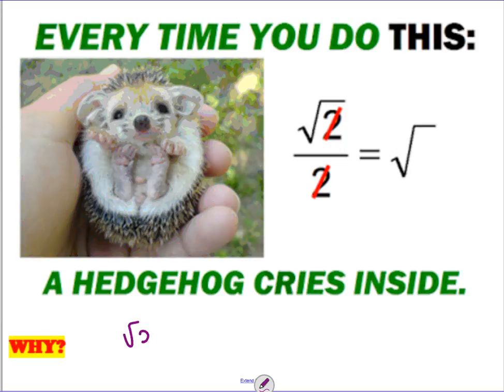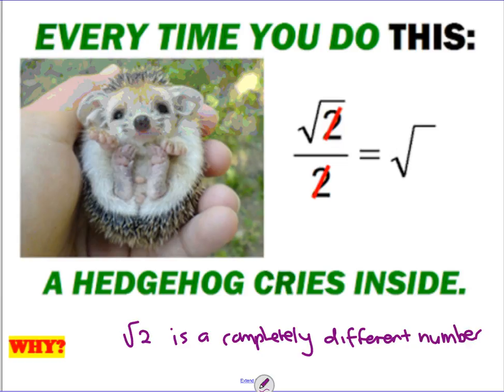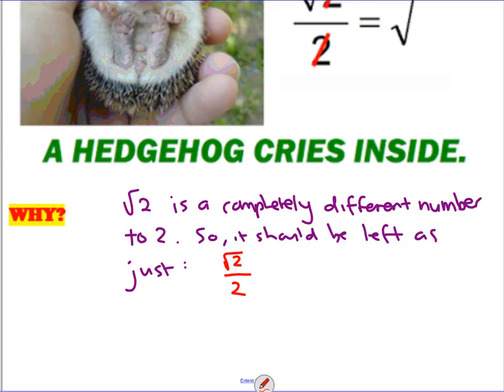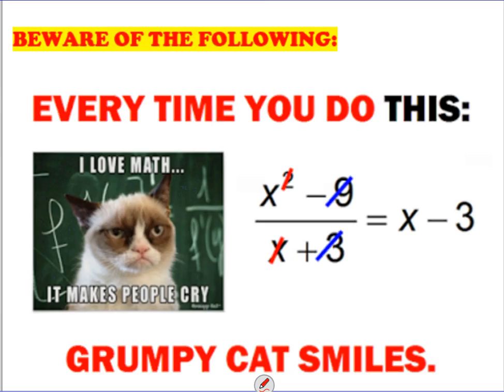So square root of 2 is a completely different number to 2. So it should be left as just square root of 2 over 2. That's what it should be left as.